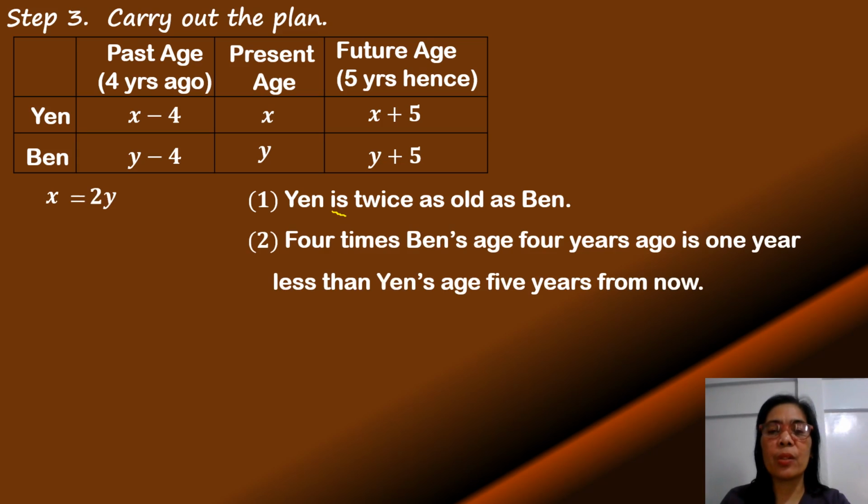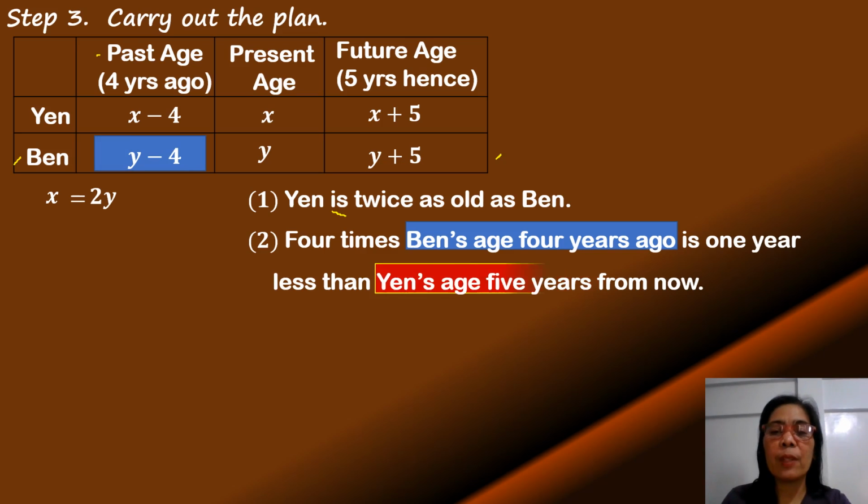Now, the second condition is that 4 times Ben's age 4 years ago is 1 year less than Yen's age 5 years from now. This statement is quite complicated, so we have to understand what ages are referred to in the conditions. We have here Ben's age 4 years ago. So we look at the table and try to find where Ben's age 4 years ago is. This is Ben, and these are the ages 4 years ago. So Ben's age 4 years ago is represented by y minus 4.